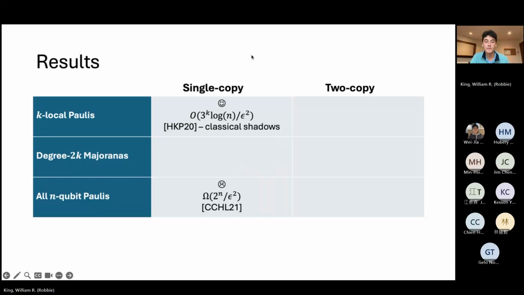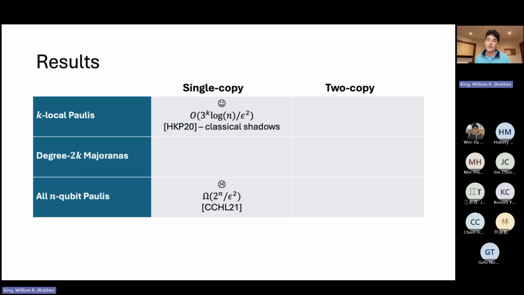On the other hand, if you want to do shadow tomography on all of the n-qubit Paulis, it was shown in 2021 that if you measure only one copy at a time, it's information-theoretically impossible to have a good sample complexity. The sample complexity must be exponential, not logarithmic in 4 to the n. This is not too unintuitive, because the Paulis are very non-commuting. What basis would I measure in to measure a lot of them efficiently? There are exponentially many different bases I would need to pick to capture all of the Paulis if I'm measuring one copy at a time.